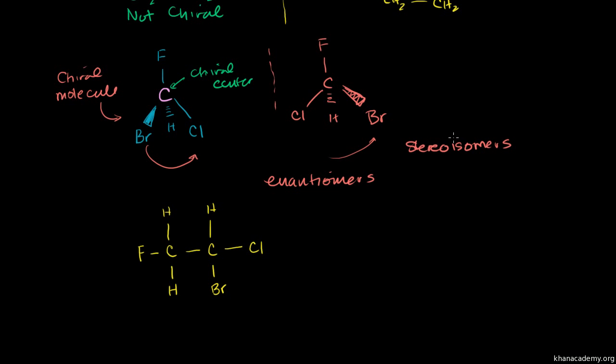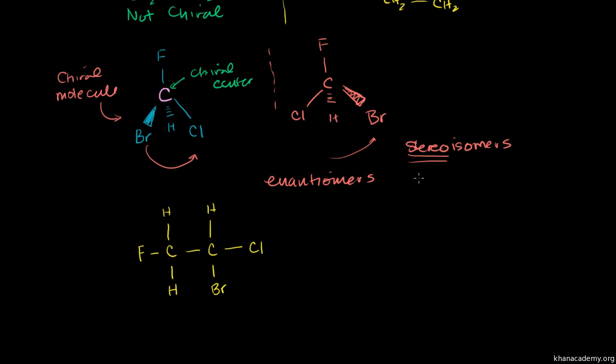Stereoisomers. You're familiar with the word isomer. An isomer just means that you have the same atoms in your molecule, but then you have different types of isomers. You have constitutional isomers, where different things are connected to different things. Stereoisomers are the same things all connected to the same things. You have a carbon connected to a fluorine, a chlorine, a hydrogen, and a bromine. So all of the same things are connected to the same things, but their three-dimensional configuration differs. That's where we're dealing with the stereo part.